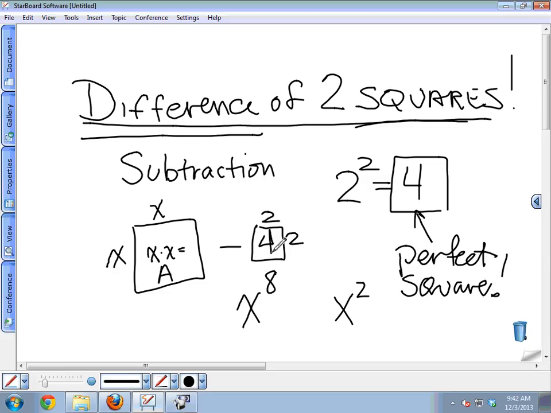Why am I using the symbol of a square for these? So that you can see that this is the difference of two perfect squares. And this is why we call them squares, because we actually have a square and it represents the area. Because you know in a square all 4 sides are the same length, right? That's a perfect square. It's not a rectangle.